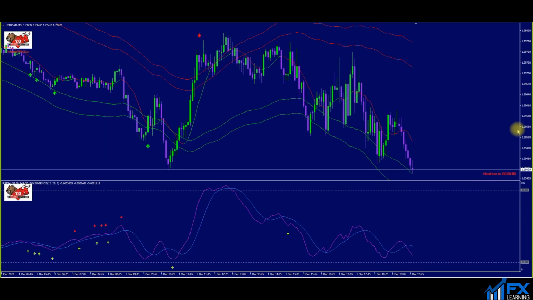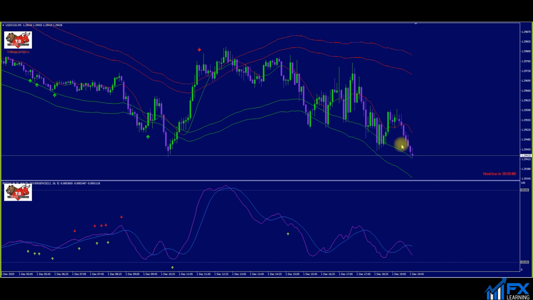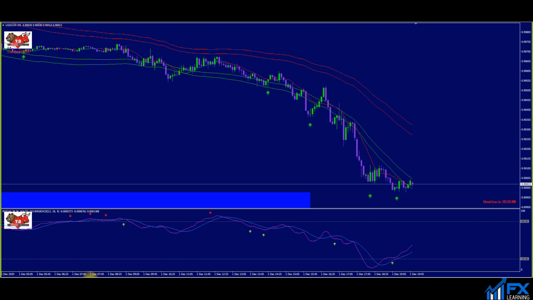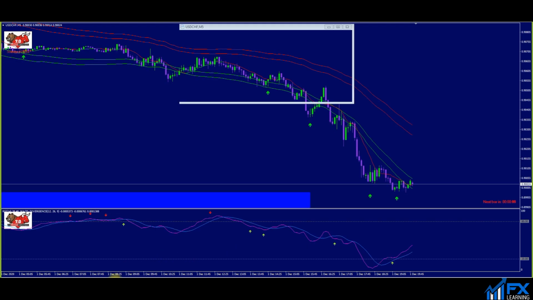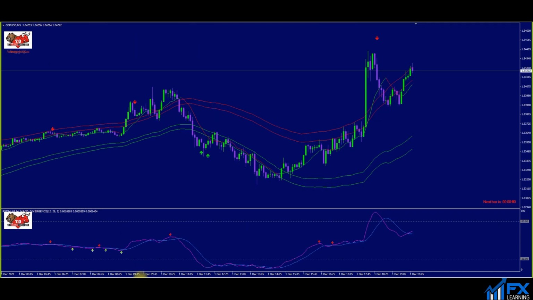USD CAD is still in a downtrend, so not really a lot. I haven't got any signals on there. USD CHF is still going sideways. GBPUSD, we had a nice little sell on GBPUSD.